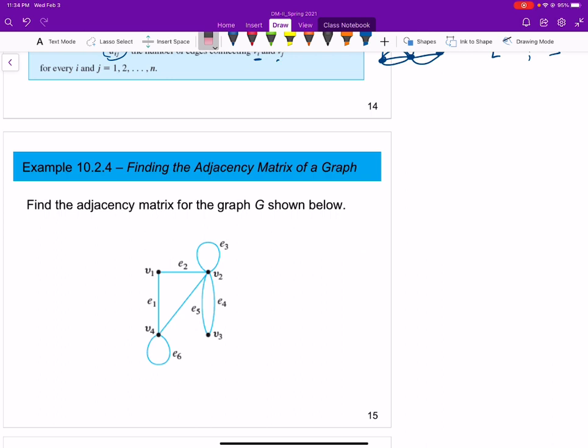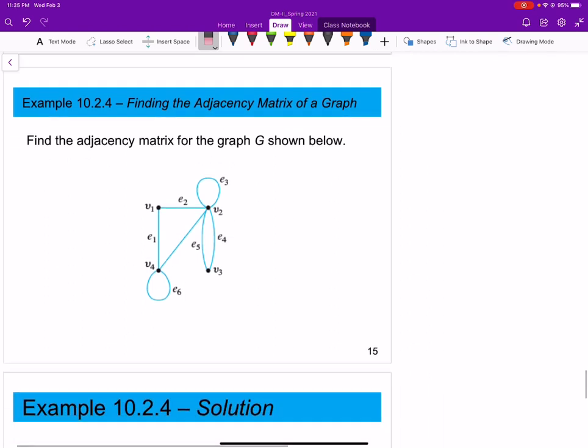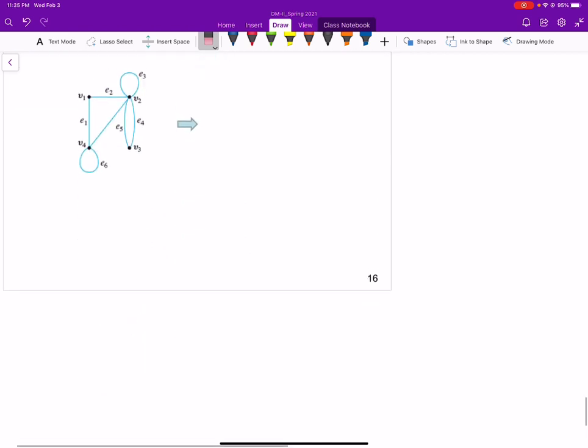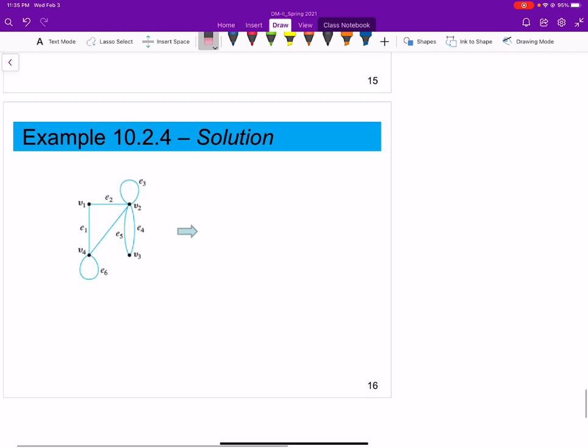Example 10.2.4. Finding the adjacency matrix of G. Find the adjacency matrix for the graph G shown below. So you are given the graph, and now you have to get the adjacency matrix. I can make the adjacency matrix right here. This is the last example in this part of the section. Here it has 4 vertices: 1, 2, 3, 4. So the matrix should be 4 by 4.